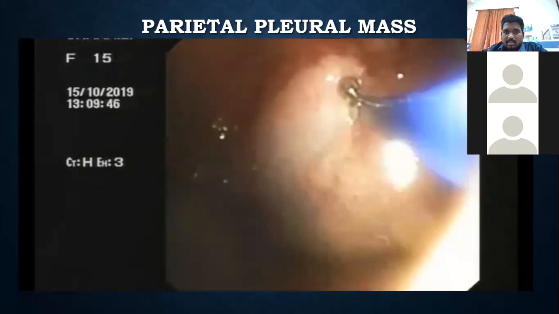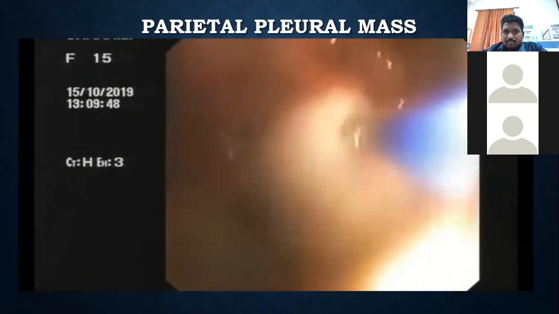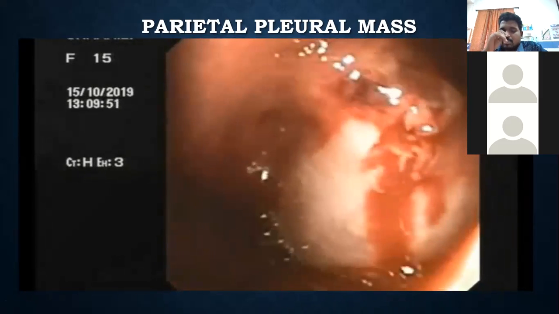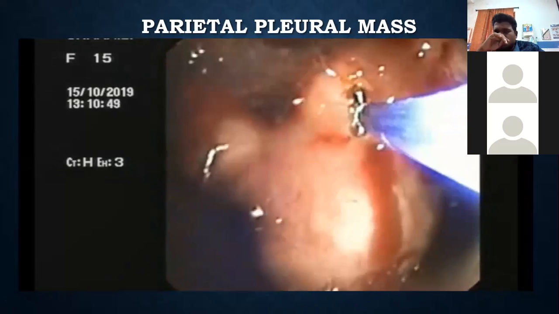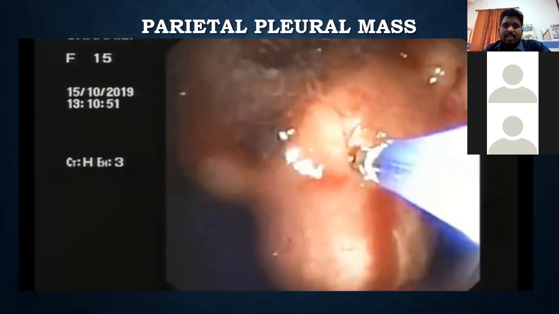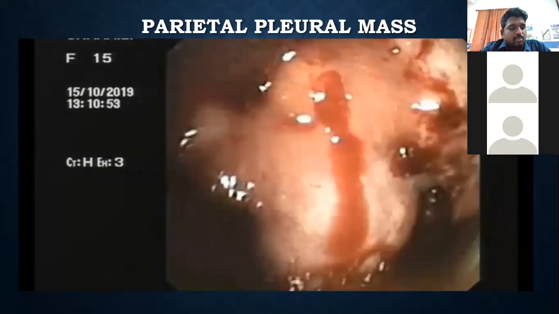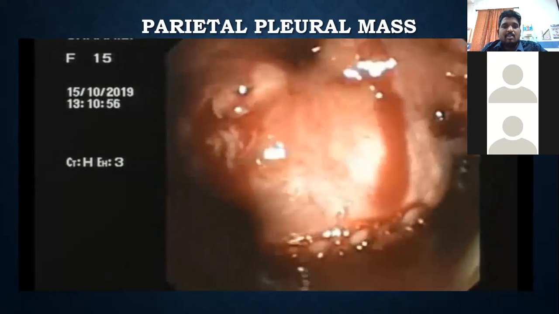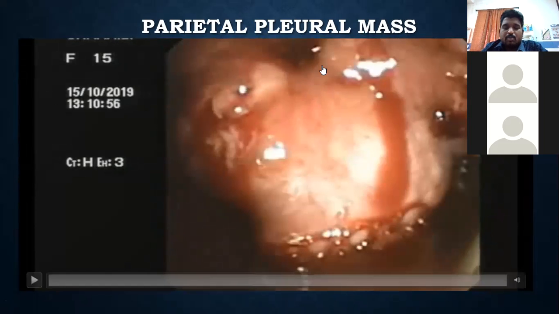And that's it. So you could see there is bleeding. As far as the bleeding is concerned, thoracoscopy is a very, very safe procedure. One thing we should avoid is taking a biopsy very deep into the intercostal space. Always take the biopsy over the rib.